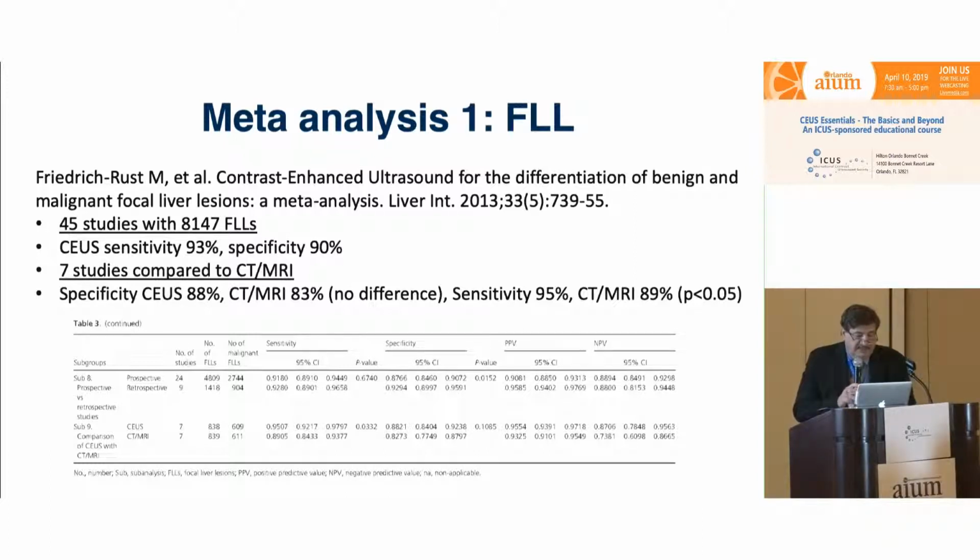Friedrich Rust did a large meta-analysis of 45 studies with over 8,000 focal liver lesions, and ultrasound contrast had a sensitivity of 93% and a specificity of 90%. Seven studies compared it to CT and MR. And again, there was no difference in specificity between CEUS and CT and MR with contrast, but the sensitivity actually was higher than CT and MR.